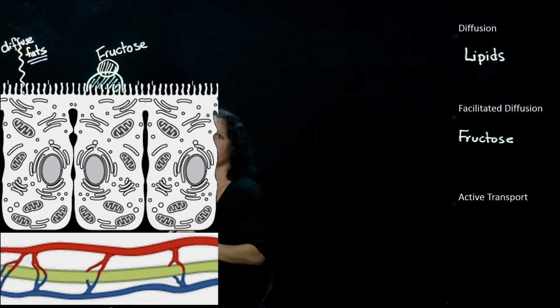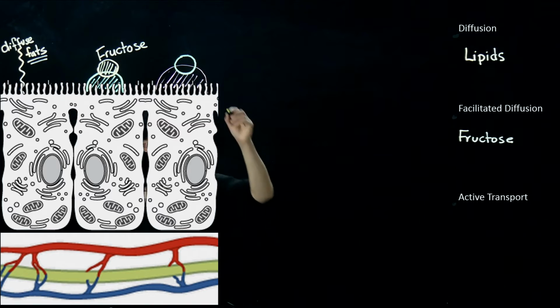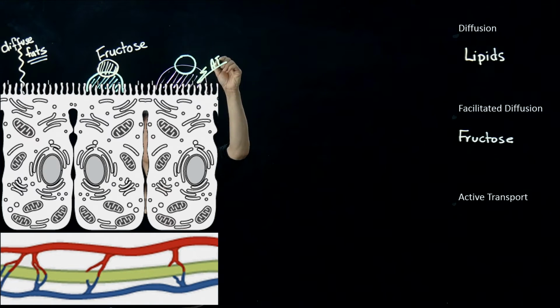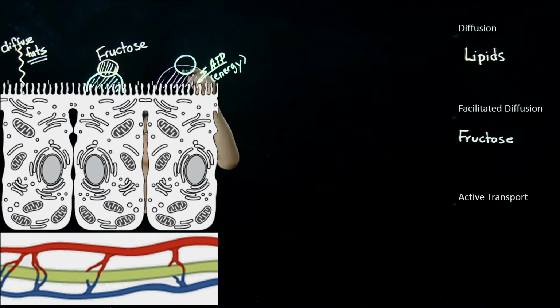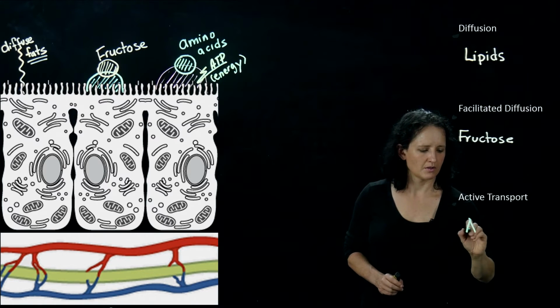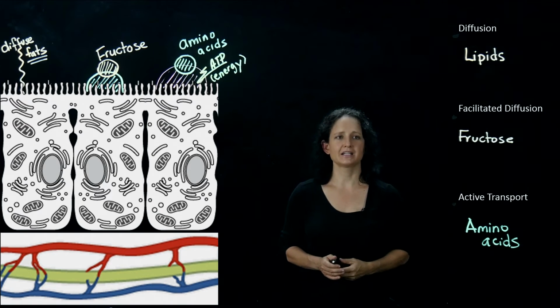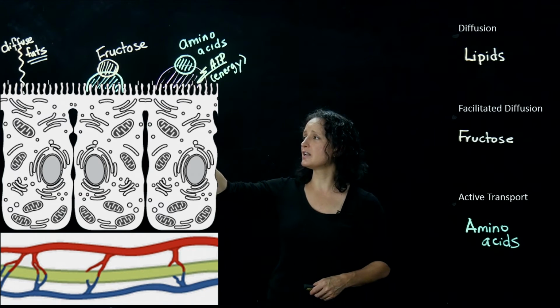And last but certainly not least, we can also have a similar protein here that's going to bind a specific compound or molecule. But it's also going to need a little assistance in the form of ATP. That's energy. Believe it or not, it takes energy or calories to digest your food. So certain compounds will be broken down, and this would be like amino acids. So amino acids will be absorbed, your proteins, through active transport. So active transport, facilitated diffusion, and regular diffusion.